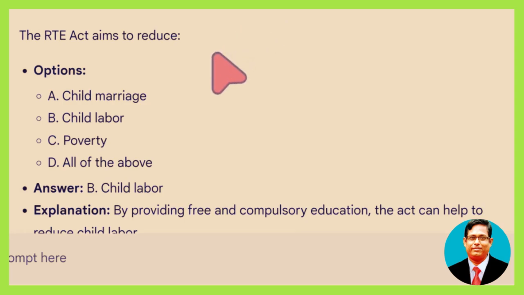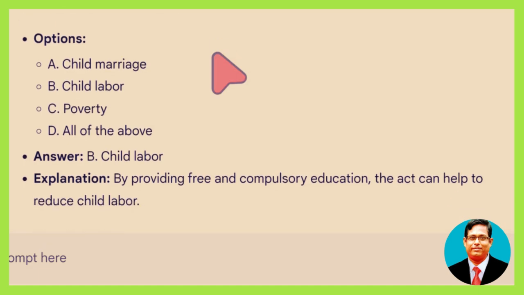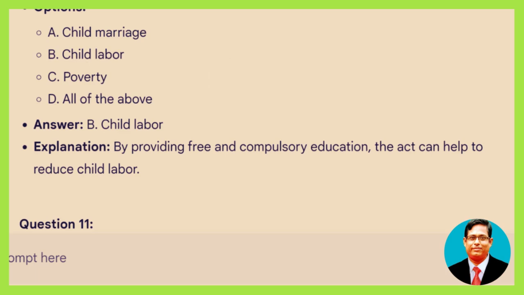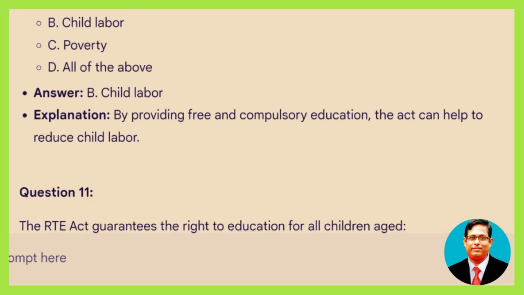Question 10. The RTE Act aims to reduce. Options. A. Child marriage. B. Child labor. C. Poverty. D. All of the above. Answer. B. Child labor. Explanation. By providing free and compulsory education, the Act can help to reduce child labor.